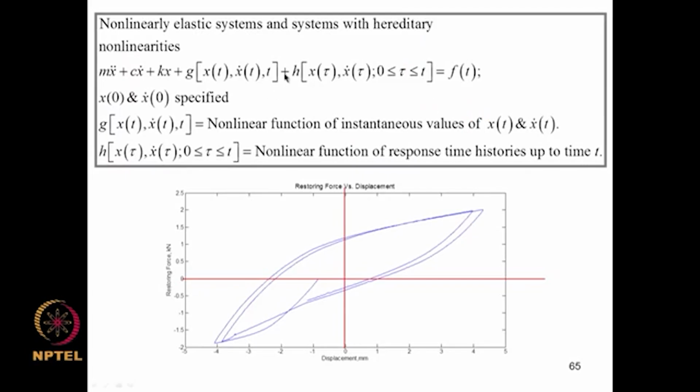So, in dynamical systems, we saw that the governing equation will be of the form m x double dot plus c x dot plus k x, and a nonlinear function of instantaneous values of displacement and velocity, and this is the geometric nonlinearity or elastically nonlinear system behavior, whereas in this one, the second term, the force of resistance depends on the entire time history of the response up to the current time instant. So, this is hereditary or memory dependent nonlinearity typically arising due to material nonlinearity. So, this is a more general class of problems.